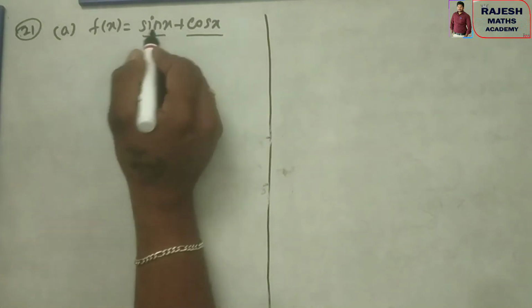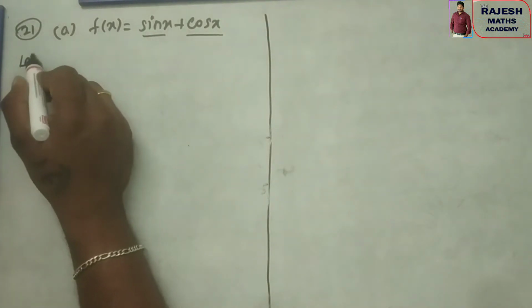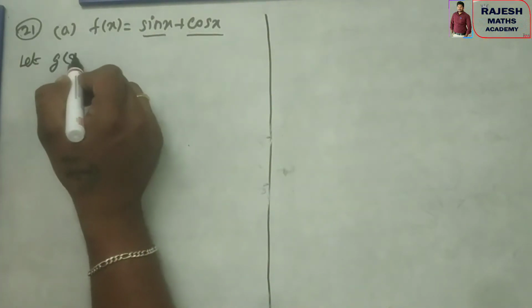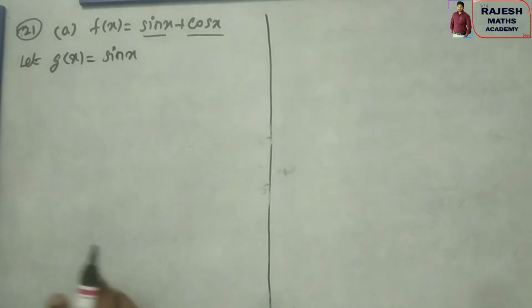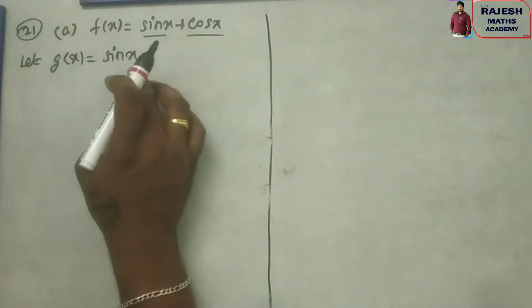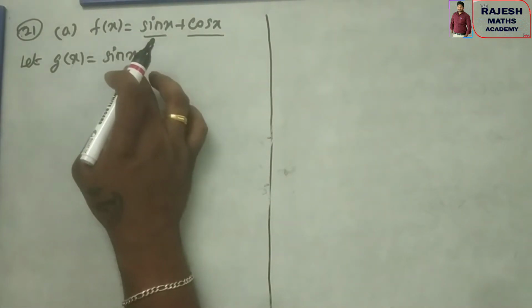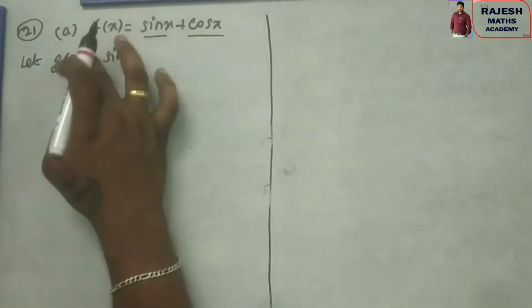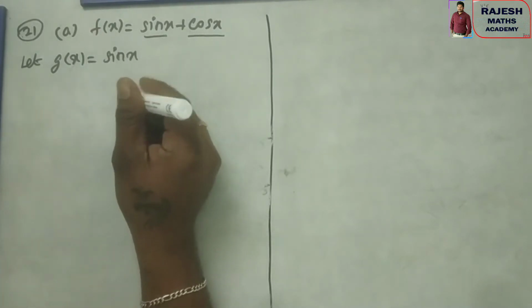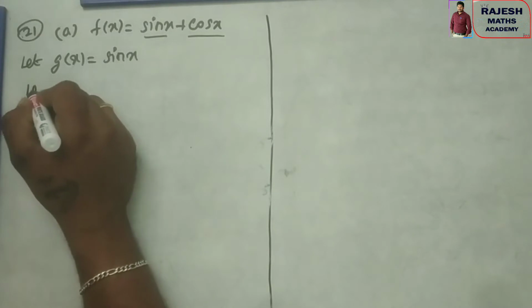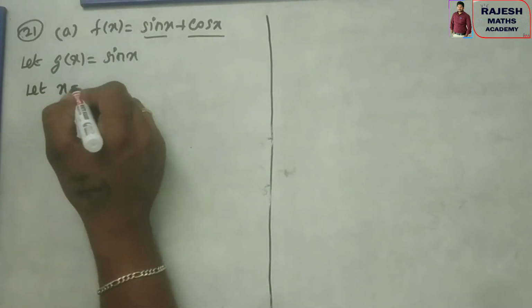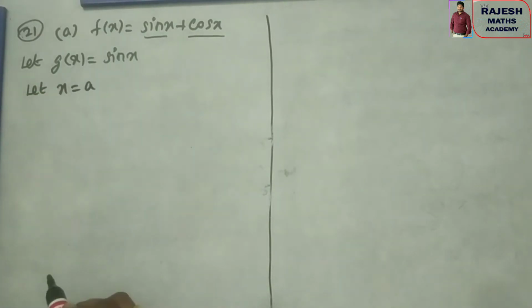So how to prove sin x is continuous? We can take it as, let g of x is equal to sin x. I am going to prove the continuity at a general point, because it is continuous everywhere, meaning infinite number of points are there. I am not going to prove every point, so I am taking a particular point. Let x equal to a, and I am going to prove it is continuous.